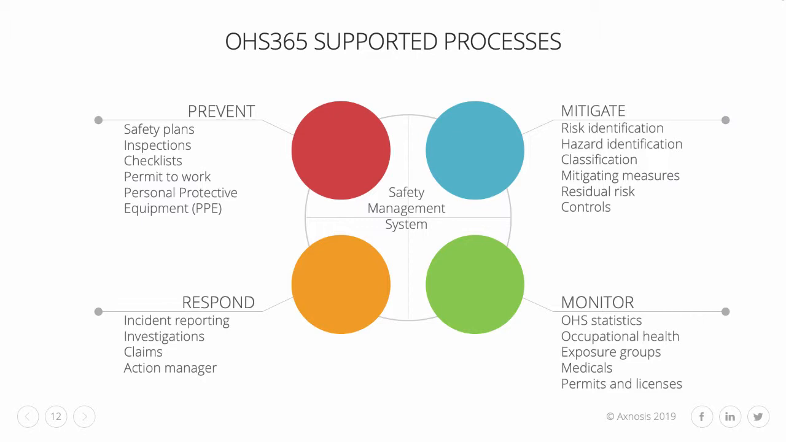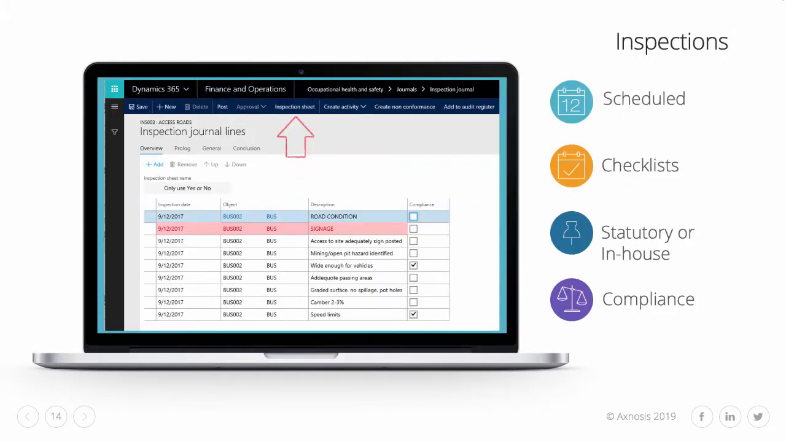And within each of these 4 areas, we have a number of different processes that are supported by the OHS365 application. For example, under prevent, we've got safety plans, inspections, permit to work, and perhaps under monitor, we have occupational health, medicals, permits and licenses, etc. So let's take a look at some of these areas now, and I'll highlight some of these processes to give you an understanding of what is available inside OHS365. Let's start with the prevention.